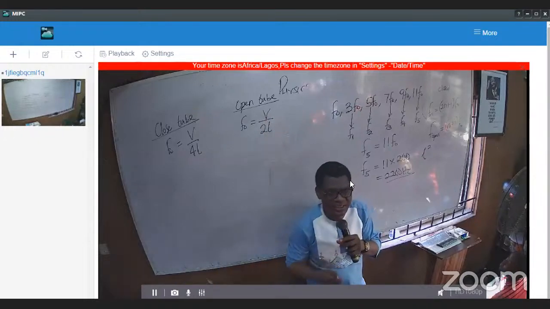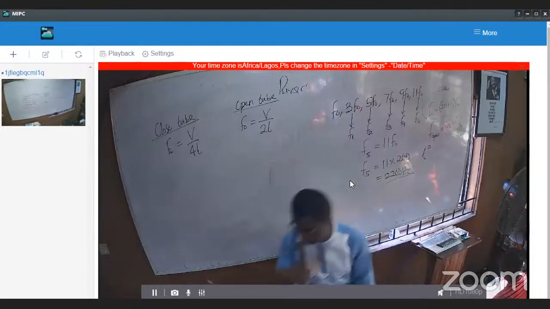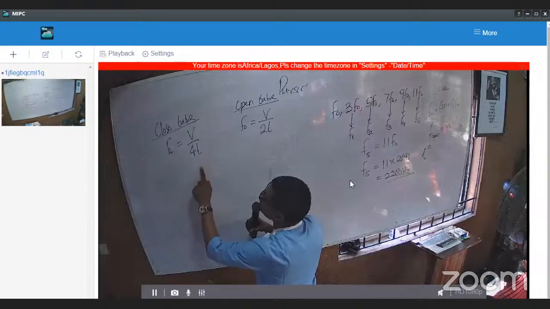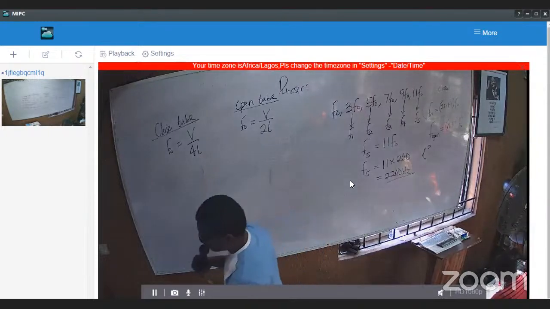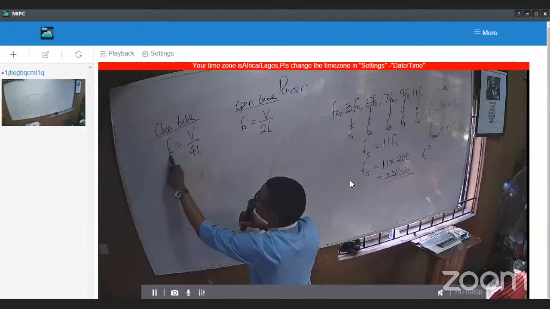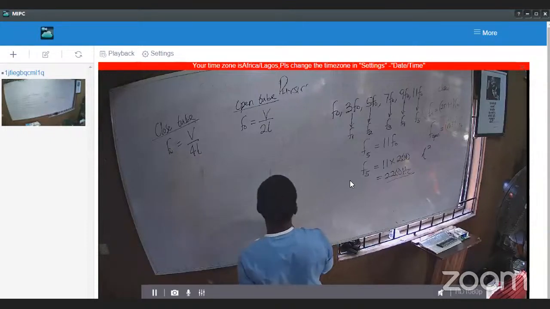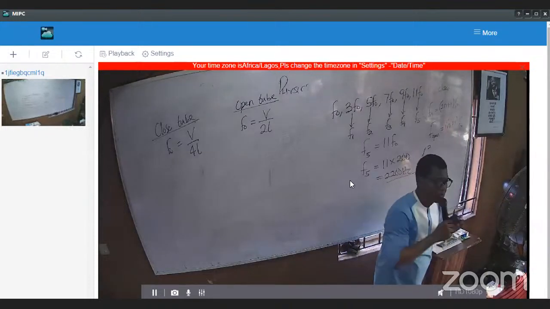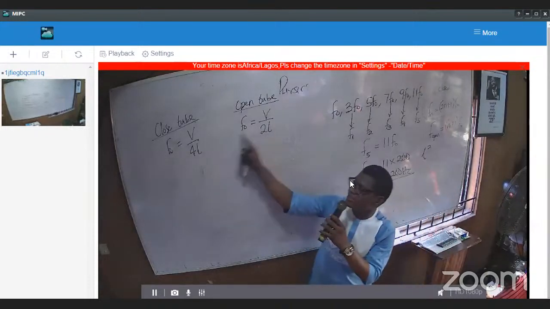What did you now say in the question? Read the question, everybody. As the air column, that's L, decreases. Class, what's the relation between frequency and length? So when L is decreasing, what happens to the frequency? Option what? That's the answer. Frequency and length are inversely proportional.